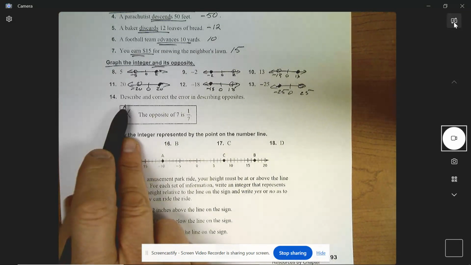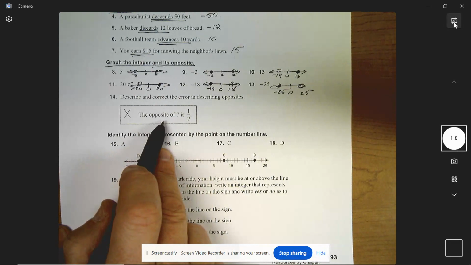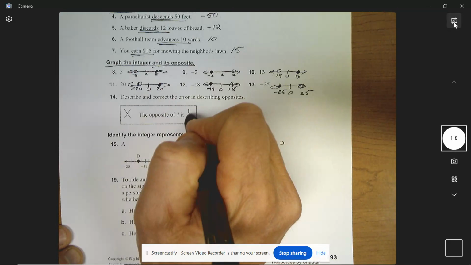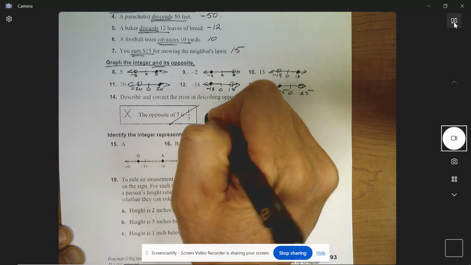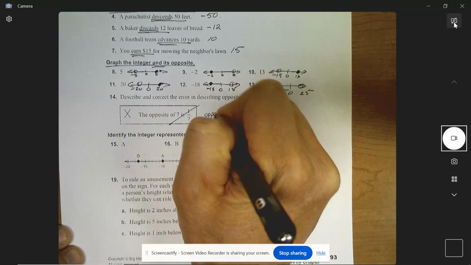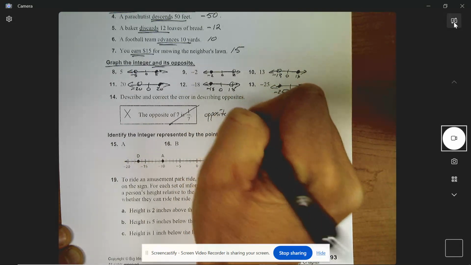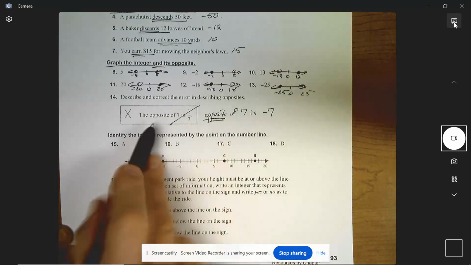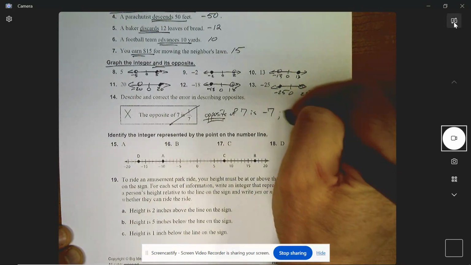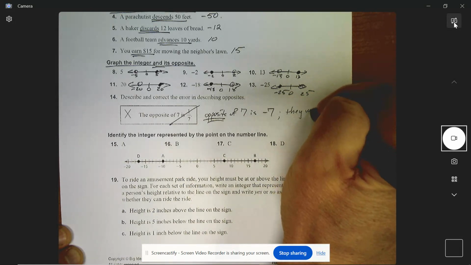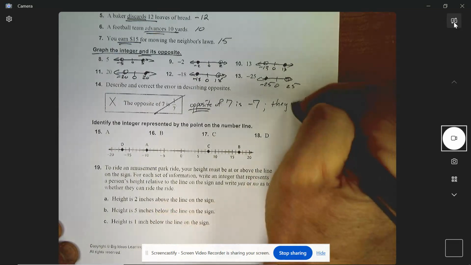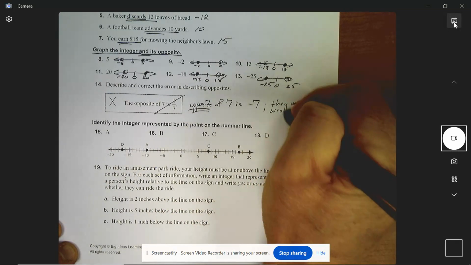So in 14, they're saying describe and correct the error. So they're saying the opposite of 7 is 1/7. So no, the opposite of 7 is negative 7. Okay, so that's the opposite. What they did was they did the reciprocal. They wrote the reciprocal.